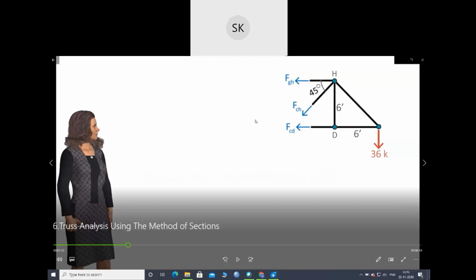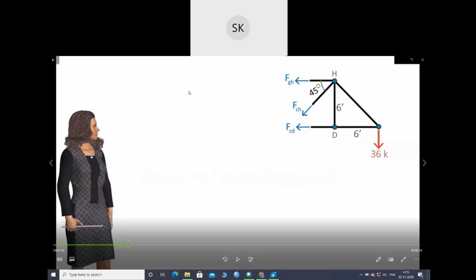As the beam is statically determinate, we can take either this part or this part. It's up to you. Okay, don't need to consider the whole truss. You can take this part or this part, as the whole truss is statically determinate.